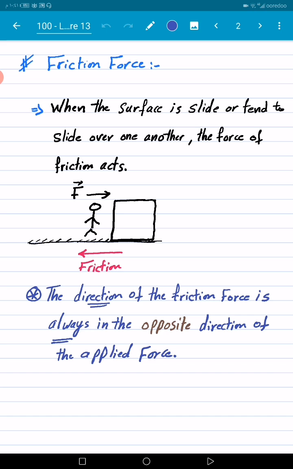Our lecture today is about the friction force. What is the meaning of the friction force? When surfaces slide or tend to slide over one another, the force of friction acts.